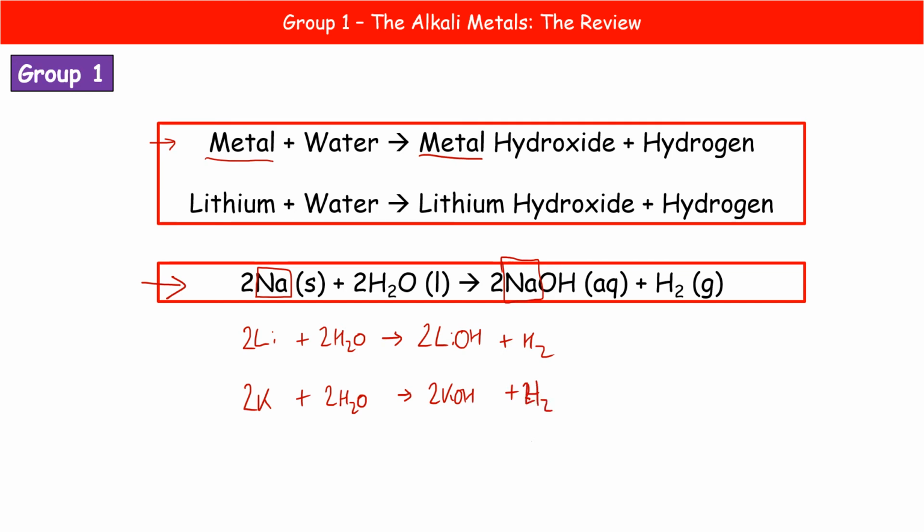Sorry, that's meant to just be an H there. So it's 2's in front of everything except for the hydrogen, because that is already diatomic. So 2 in front of your metal, 2 in front of the water, and 2 in front of the metal hydroxide. Easy to do, even easier just to memorize if you don't like balancing.